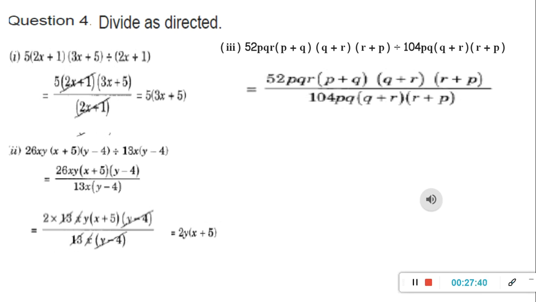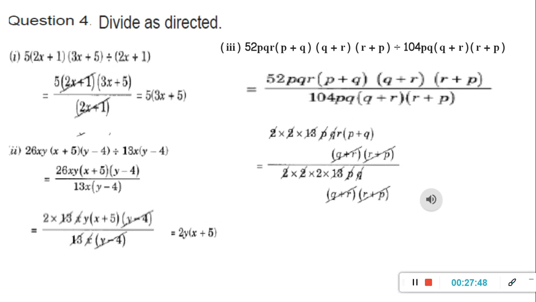Yes, you can write the common factors of 52 and 104. 52 can be written as 2 into 2 into 13, and 104 can be written as 2 into 2 into 2 into 13. So 52 goes into 104 2 times, so denominator 2 will be left. Now PQR can be cancelled with P and Q. Now Q plus R and R plus P are also the same in numerator and denominator, so we can cancel that too. Now what is remaining? R into P plus Q upon 2. That is our answer.